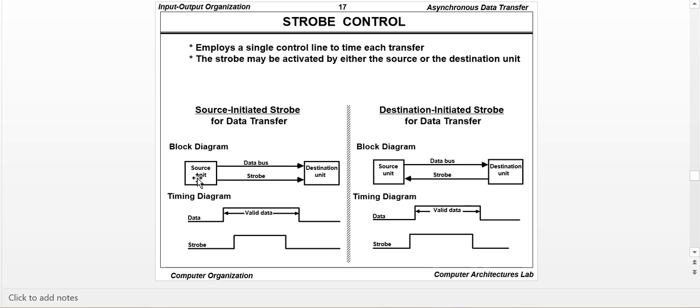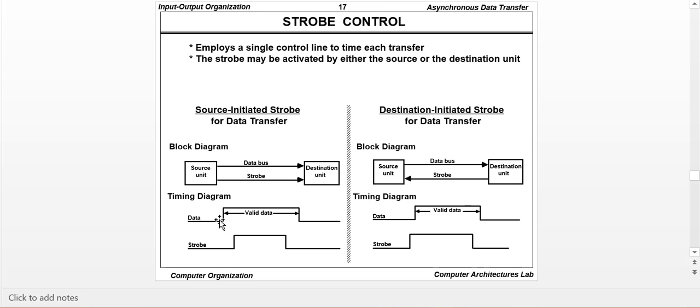The source might be your CPU and the destination will be your memory, which means it's a write instruction. The CPU wants to write some data into the memory. So the source is your CPU and memory is your destination. There is a data bus, and along with the data bus there is also a strobe pulse. Look at the timing diagram. You have the data.